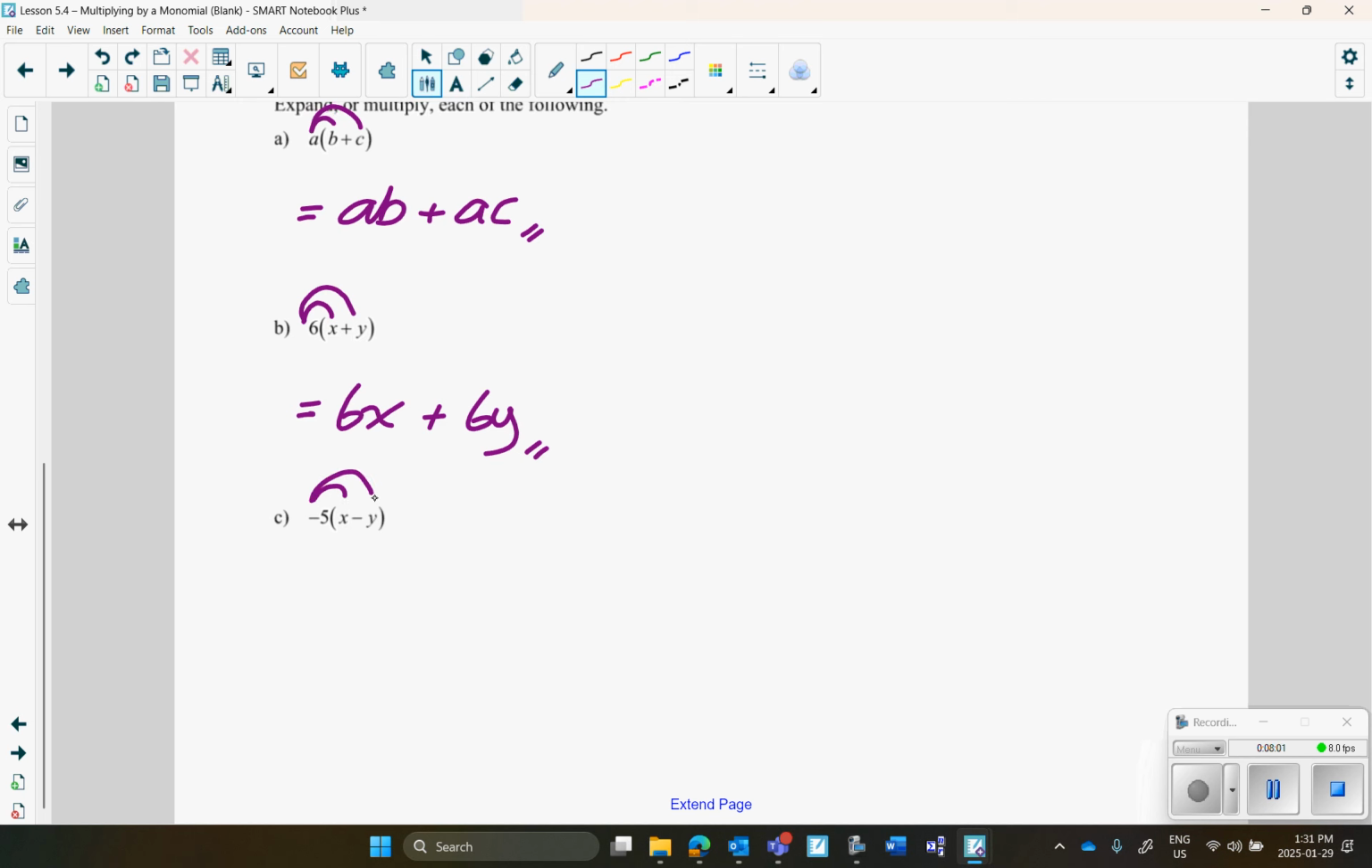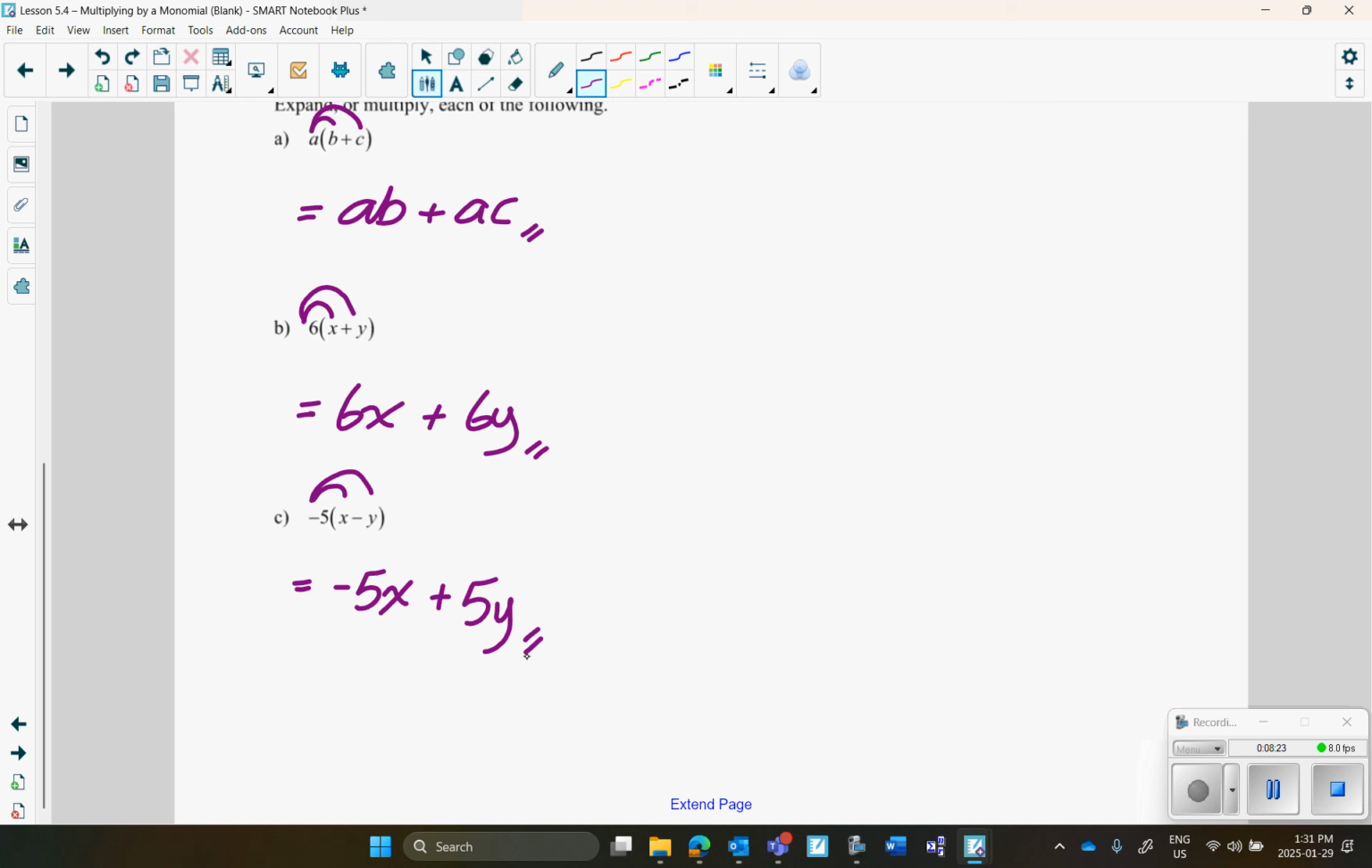Next one, watch your negatives. Negative 5x. Wonderful. Plus 5y. Right. Remember, in the second multiplication, it's a negative times a negative. So that's going to change it to plus 5y.